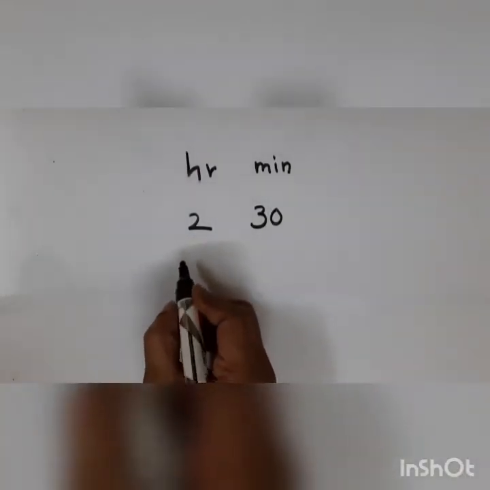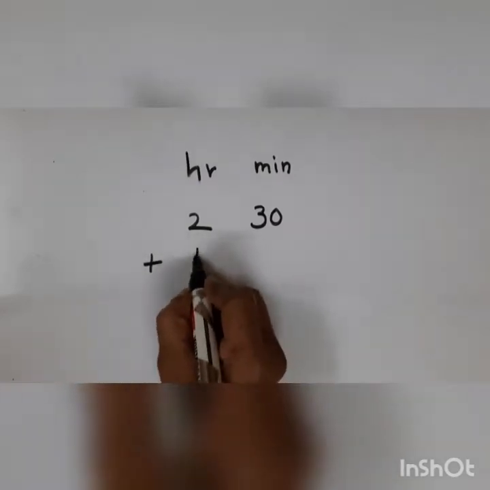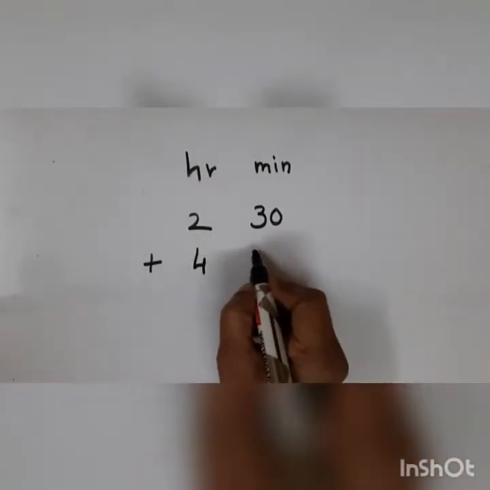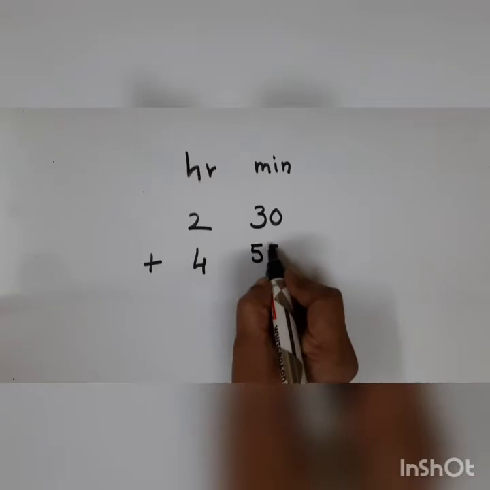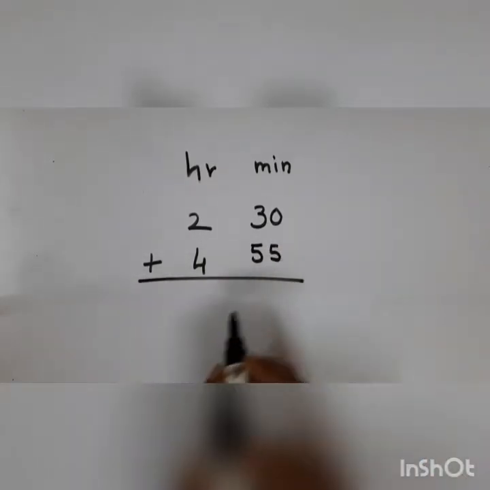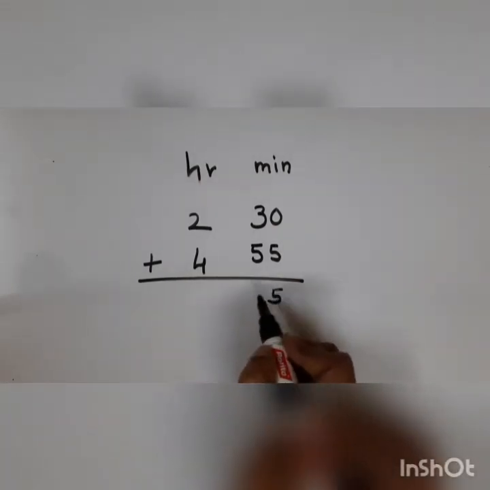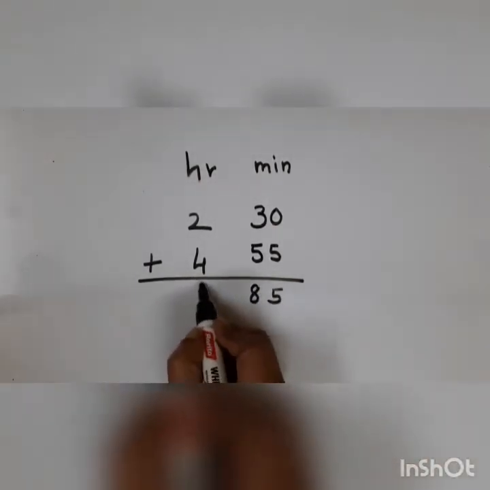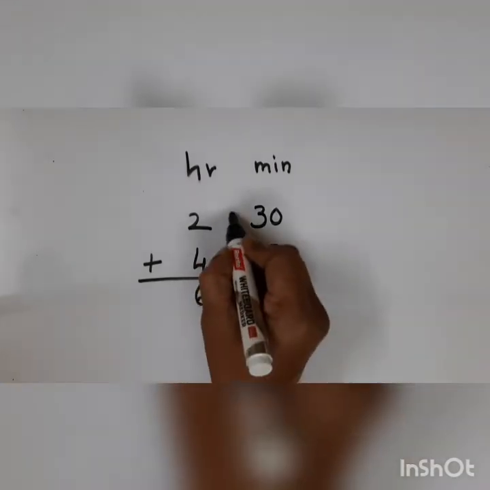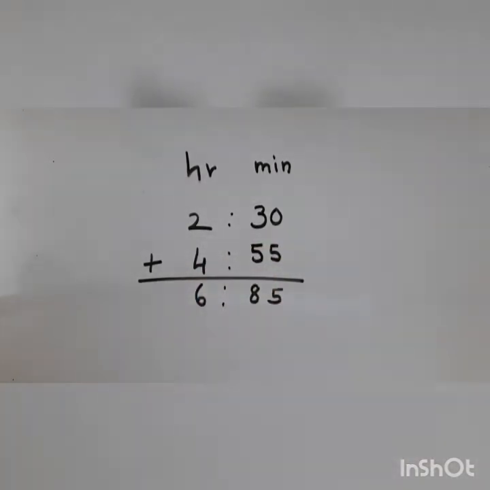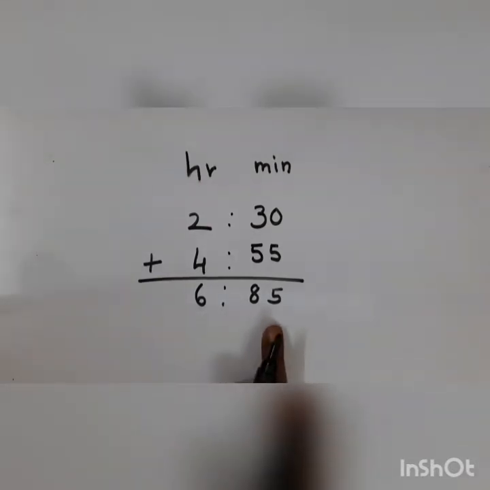You are adding 4 hours, 55 minutes to it. Okay. 2 hours, 30 minutes. Add 4 hours, 55 minutes. Now simple, children. 5, 8, 6. Now children, look here. We have 6 hours 85 minutes.